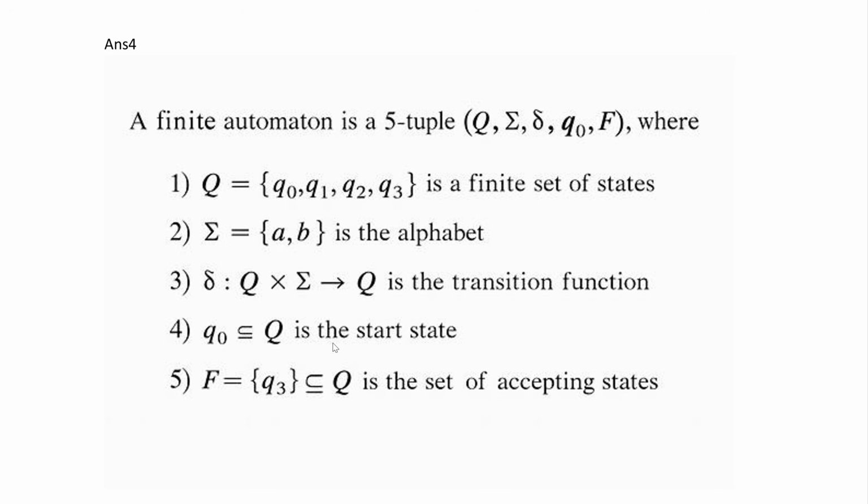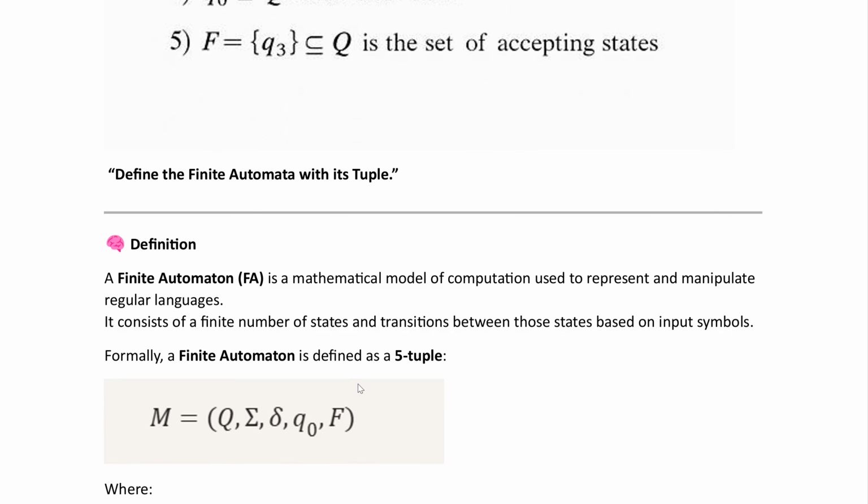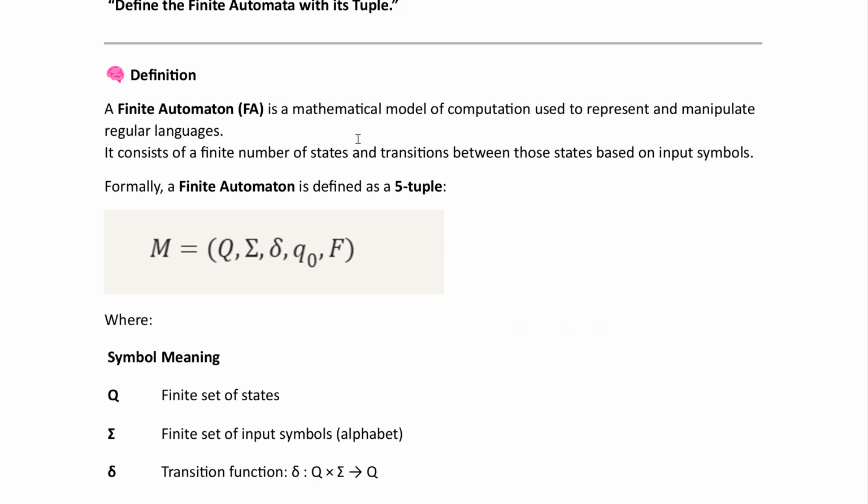Then Q0 is the starting or initial state. That is a member of the finite set of states, capital Q. And F is the set of final states. It can contain more than one state as the final state. That is a subset of the finite set of states, capital Q. So F is the set of accepting states. Accepting state is also known as final state, right? So this is the definition of finite automata.